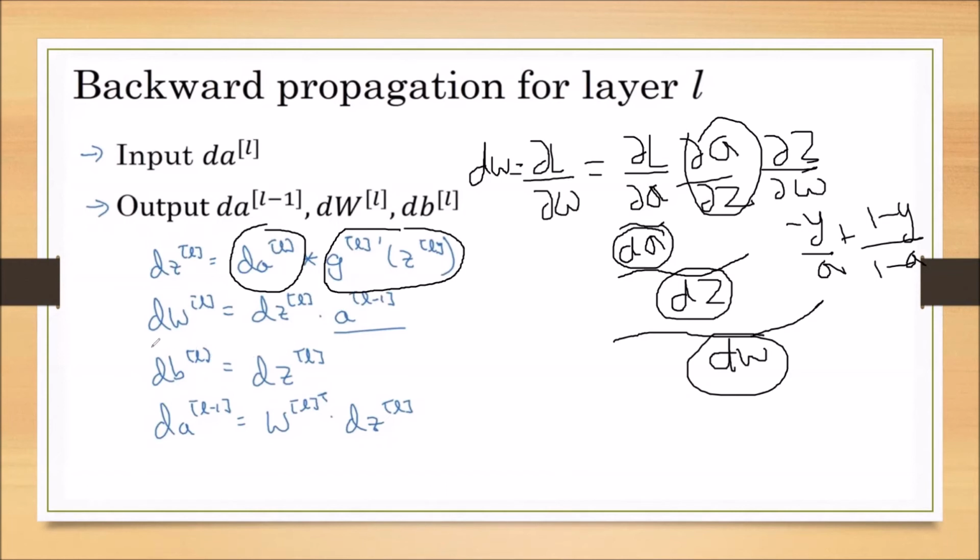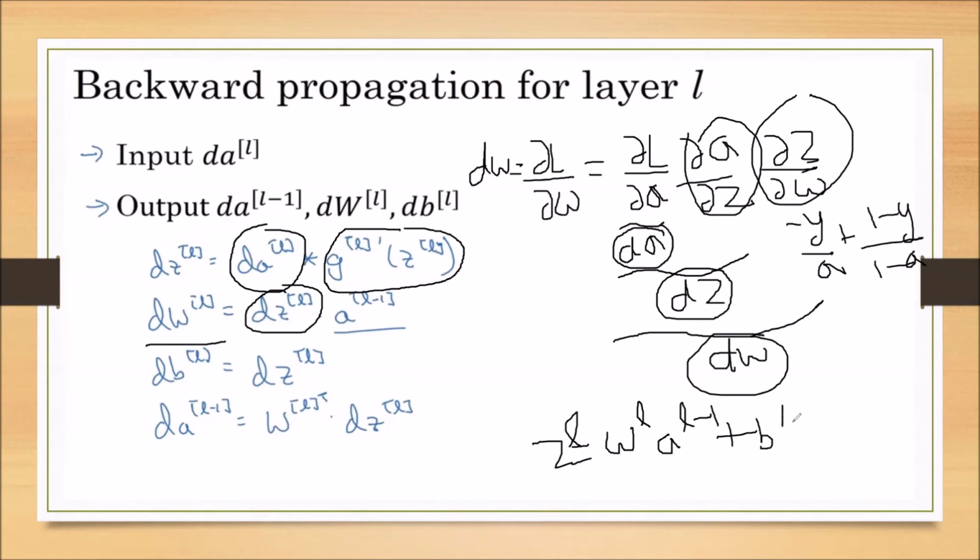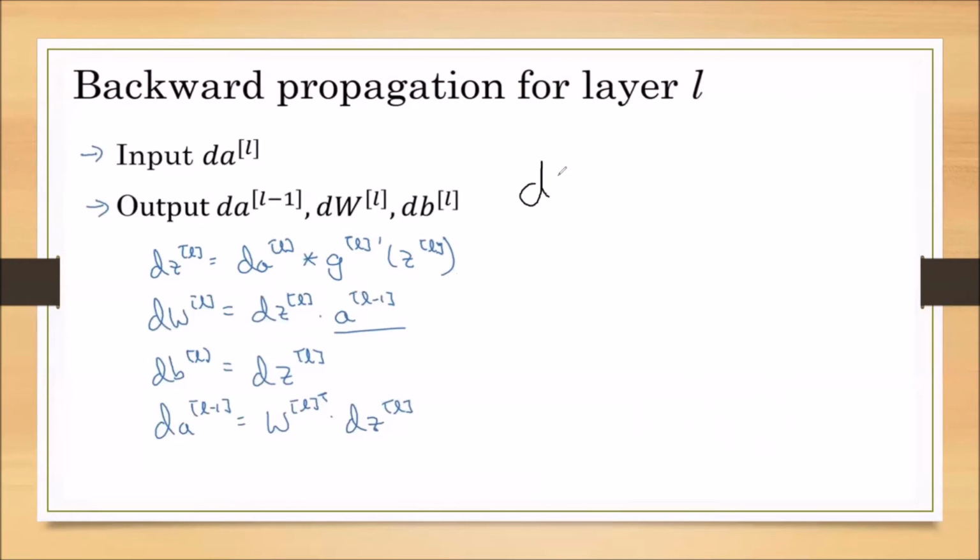In the second step, we are interested in calculating dW. What is this dW? dZ into dou Z by dou W. What is this dou Z by dou W? Already we know Z, ZL, is equal to WL into AL minus 1 plus BL. So if we differentiate this ZL with respect to WL, we will get AL minus 1. That is what we have written here. Similarly, when we want the dB, that dB is nothing but dou L by dou B.